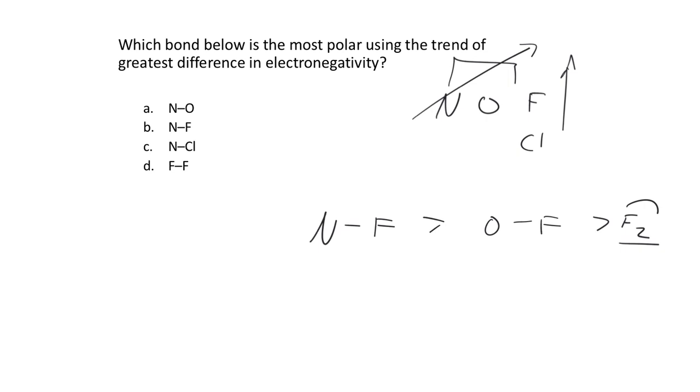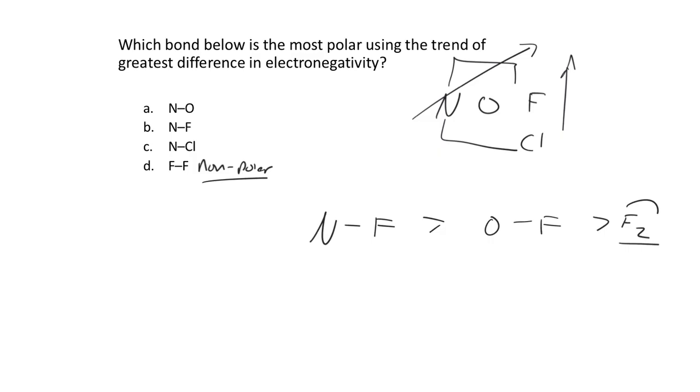So the F2 bond here would be the only one on the chart that we'd expect to be perfectly non-polar because it has the same atom with the exact same electronegativity. Okay, so hopefully we're back in shape here. So non-polar for F2. Now, what about this difference here, like N and Cl?